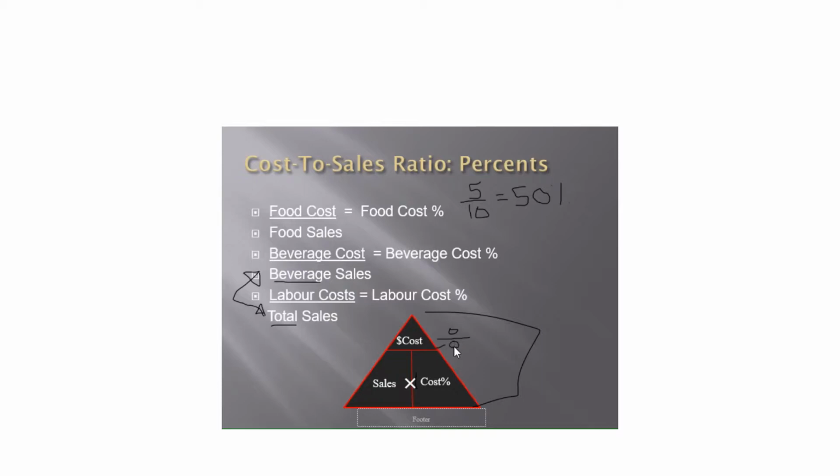Now the idea with this costing triangle is that if you know two of the pieces, you can solve for the remaining piece. For instance, if I know my dollar cost and I know my dollar sales, I take my dollar cost, divide it by my dollar sales, and it will equal my cost percentage. Okay. On the other hand, if we knew our dollar sales and our cost percentage, and we were to multiply the two, it would give us our dollar cost.